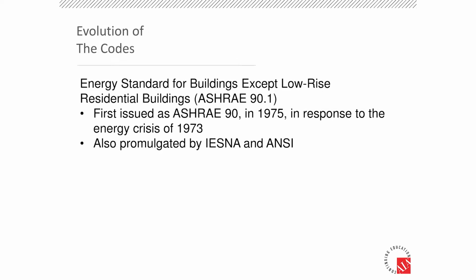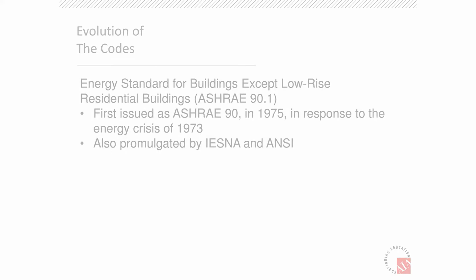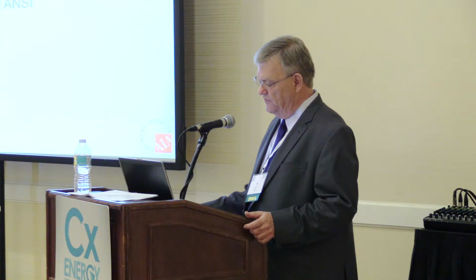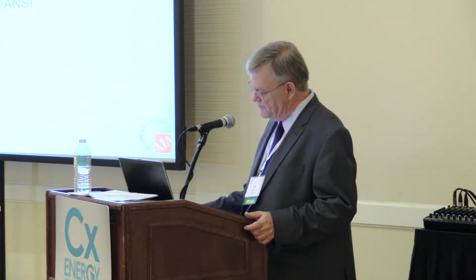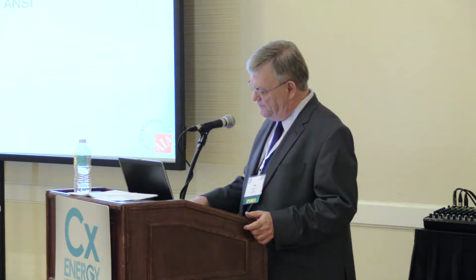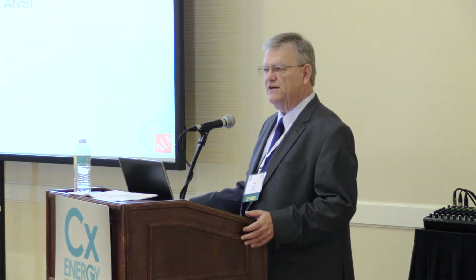With this slide, we'll talk about evolution in codes. The two primary codes that we'll talk about, the first one has just one on this slide, and that's the energy standard for buildings except low-rise residential buildings. That really kind of just trips off the tongue, doesn't it? ASHRAE 90.1. That first came out in 1975, and it came from the American Society of Heating and Refrigeration Engineers in response to the energy crisis of 1973.